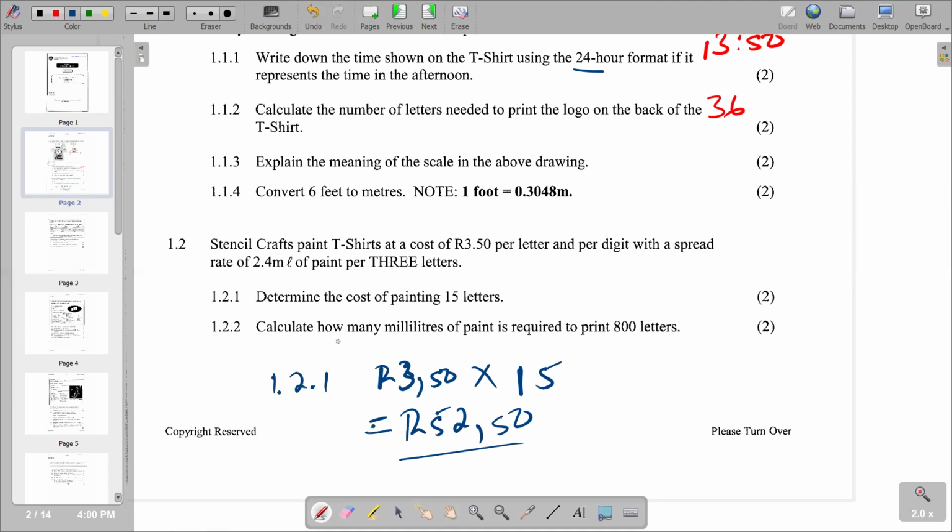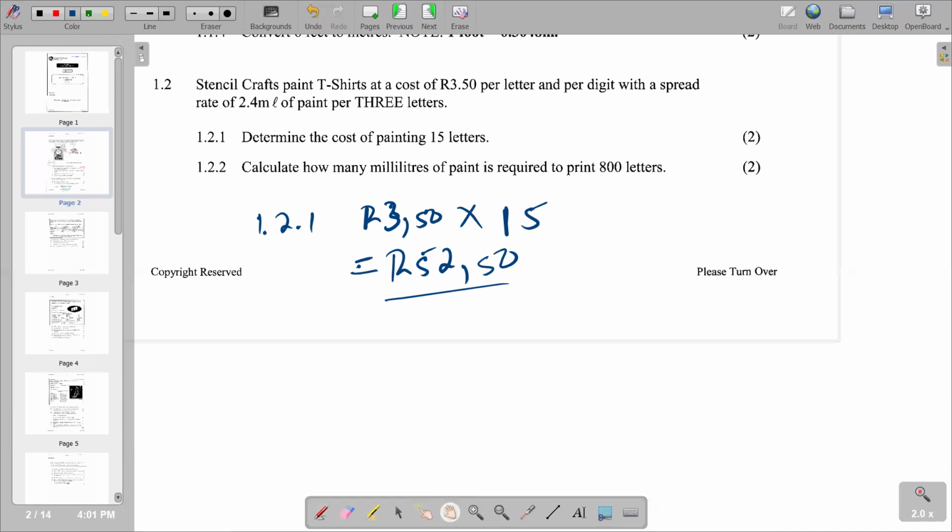1.2.2, calculate how many milliliters of paint is required to print 800 letters. So we are being told that 2.4 milliliters is equal to 3 letters. What about 800 letters? Basically it is a simple proportion. For 1.2.2, we are saying 3 letters is equal to 2.4 milliliters.